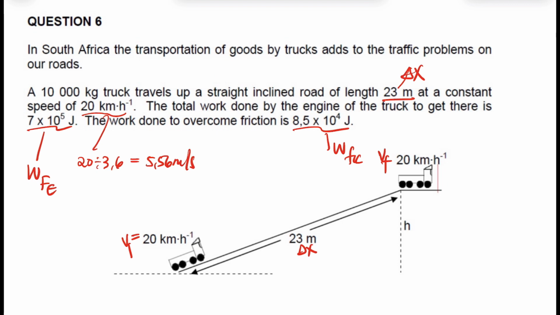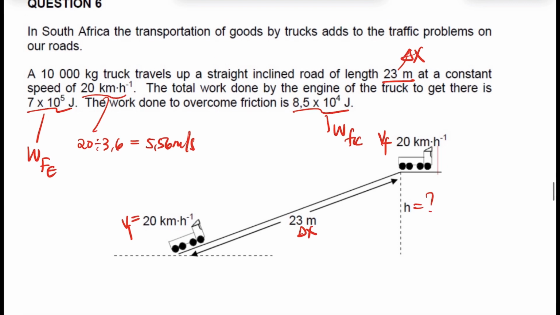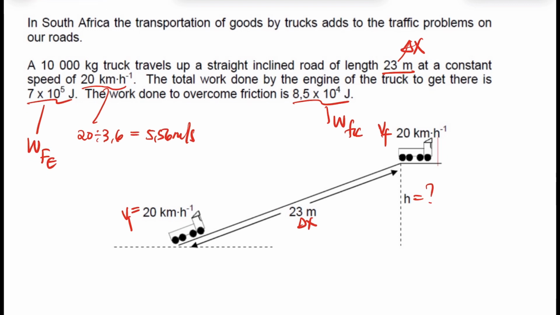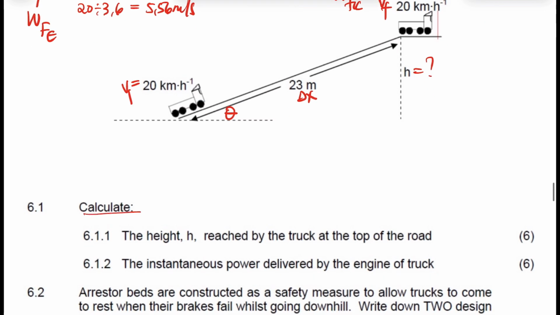And this is the displacement. The height we are not given, so the truck moves up an incline and we are not given the angle of inclination. The question says calculate the height reached by the truck at the top. So we want this height, where this is the initial height and this is the final height. We want the final height. The initial height is 0.